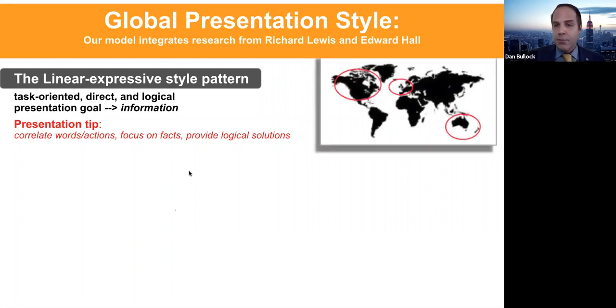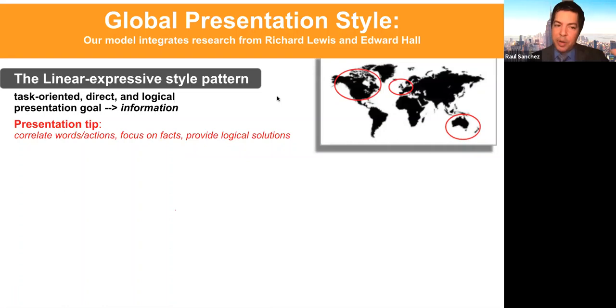Geographically, this tends to be preferred by most English-speaking parts of the world, the United States, parts of Northwestern and North Central Europe, Scandinavia, Australia, and New Zealand. So this is about 30% of the world.